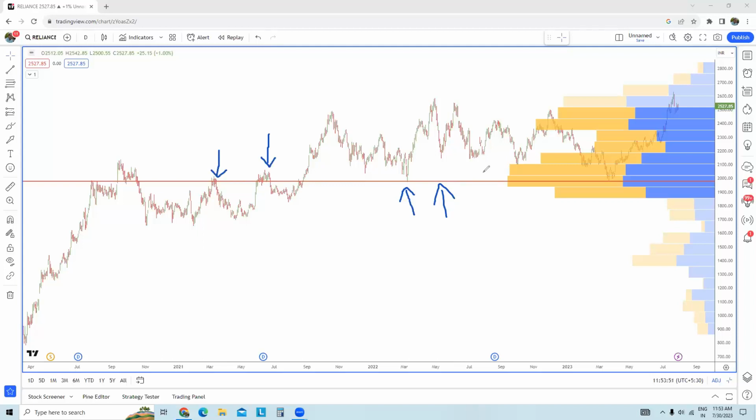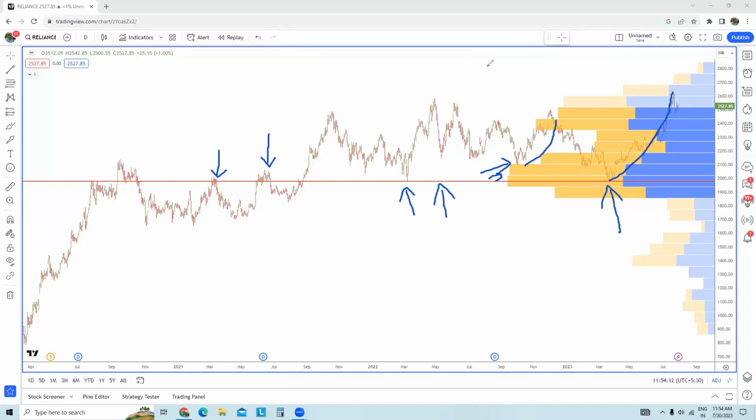Over here again there is no POC, but this particular bar is pretty large in nature. It has been able to provide pretty good support, and you can see a rally. Again over here, this is the last bottom in Reliance just below 2000, and you can see from there Reliance has rallied almost above 2600. Pretty good rally.